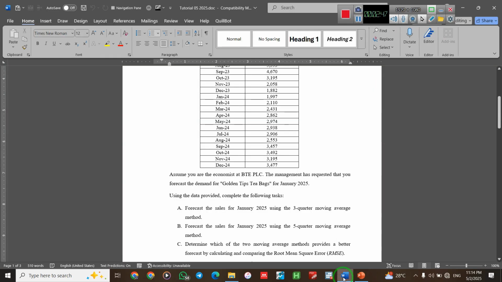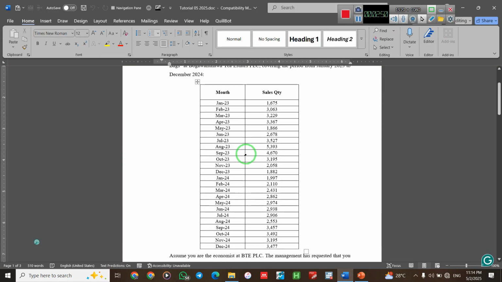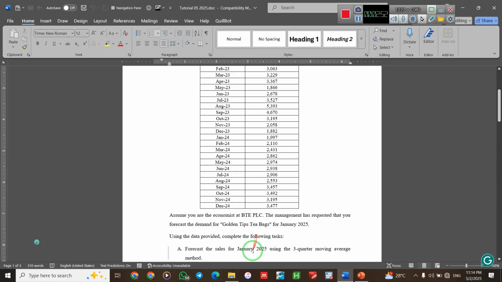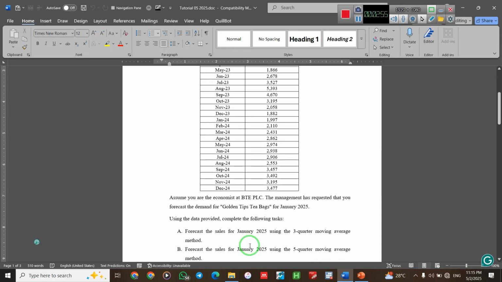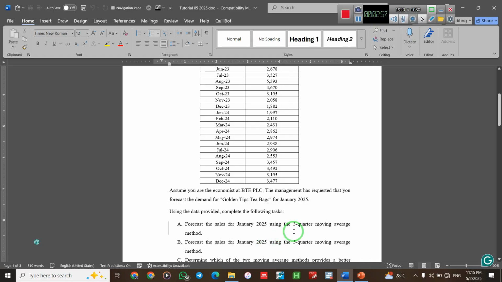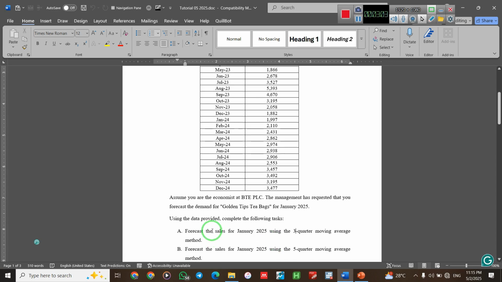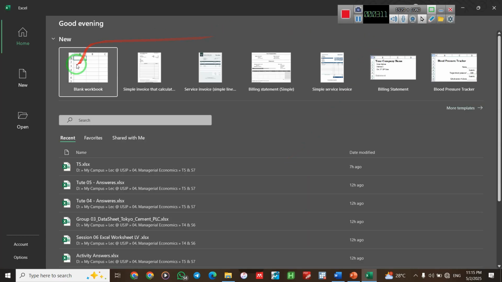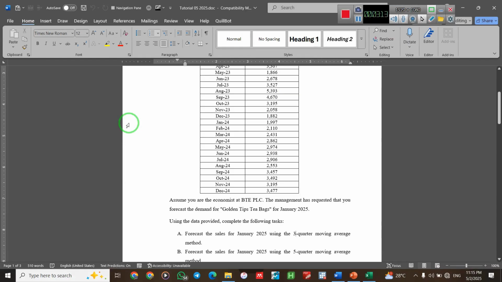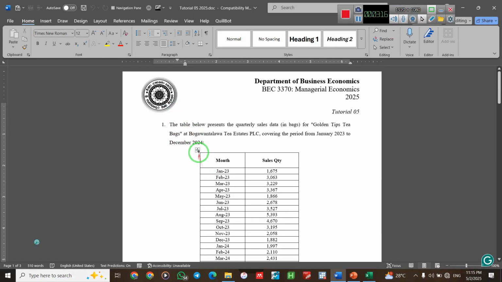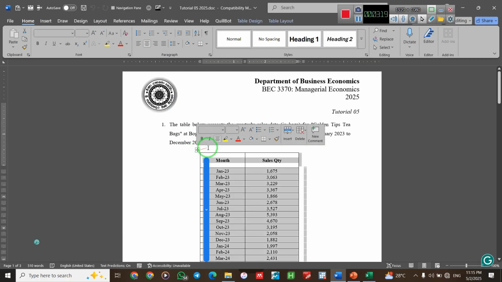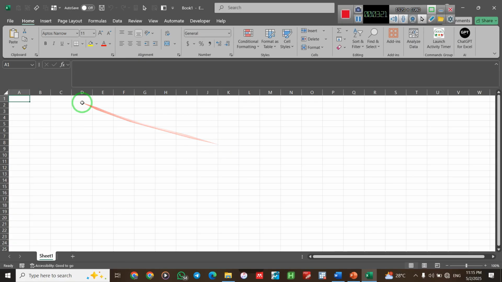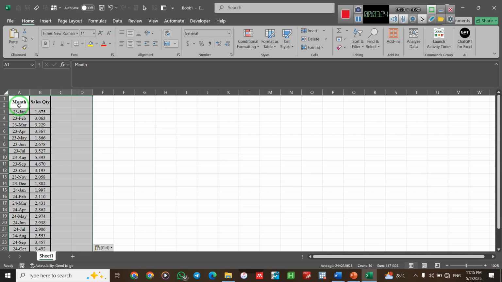So in the question, they have given us a data table, and they ask us to calculate what will be the forecasted sale in January 2025 using the 3/4 moving average method and the 5/4 moving average method. So first you have to open Excel. Then you need to go to your Word document and click here. Then you can select the whole table, copy it, go to your Excel and paste it, right?